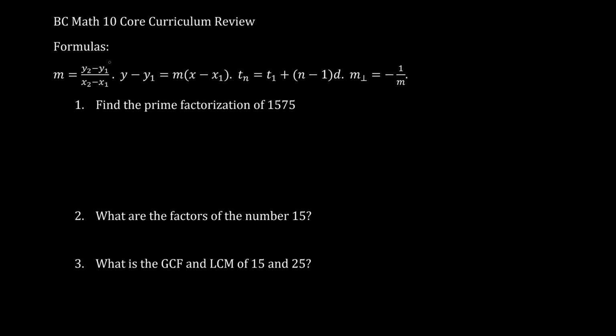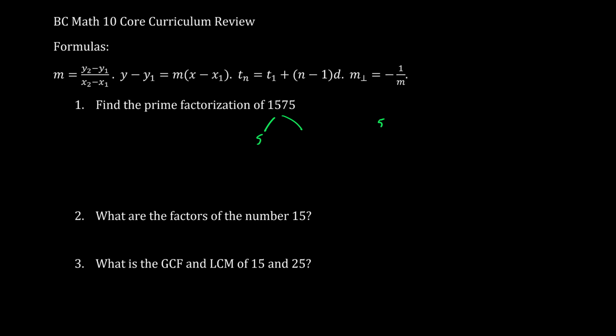Let's focus on some key BC Math 10 concepts. We have some formulas here: the slope formula, the slope point formula, the arithmetic sequence formula, and the formula for the perpendicular slope. Find the prime factorization of 1575. Let's begin by pulling out the 5.